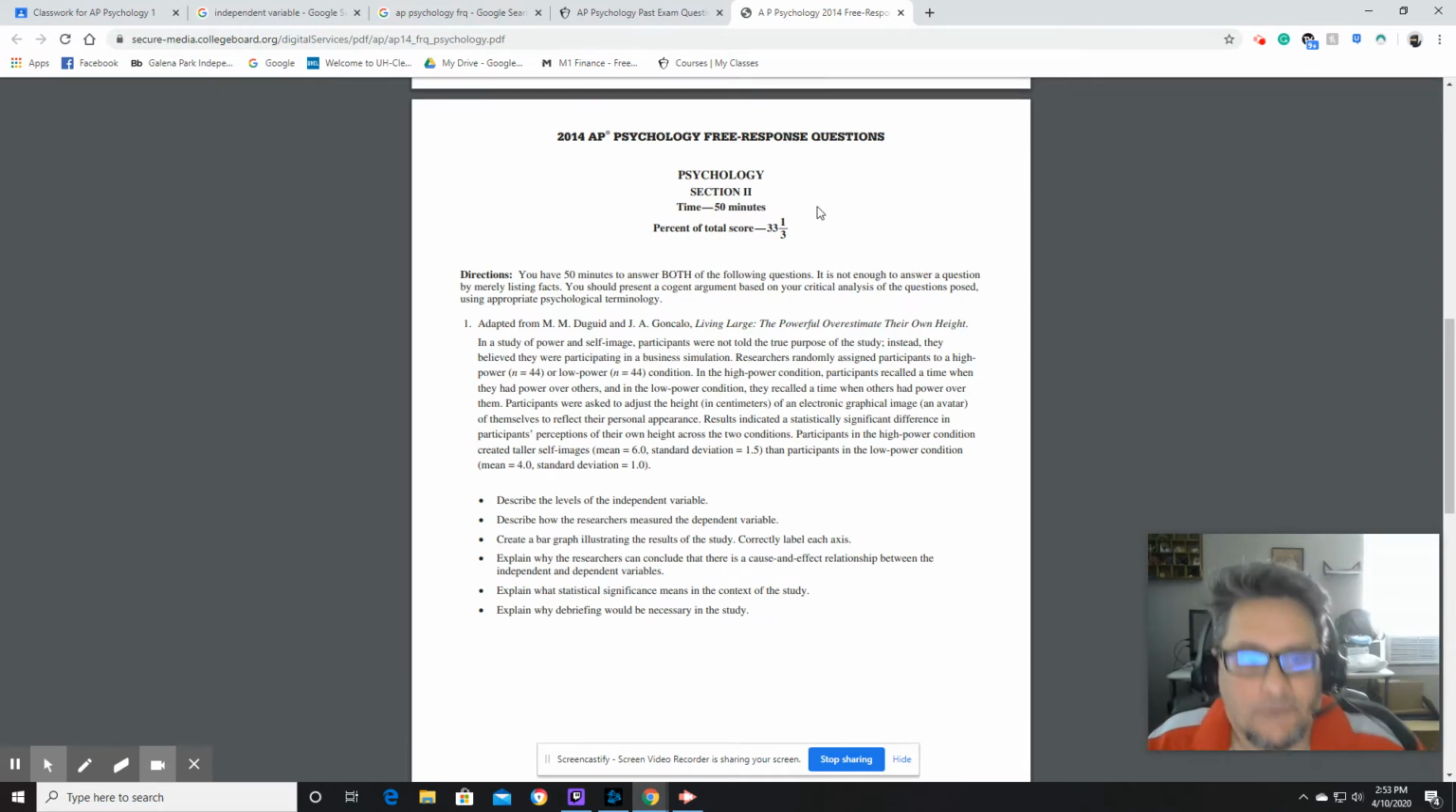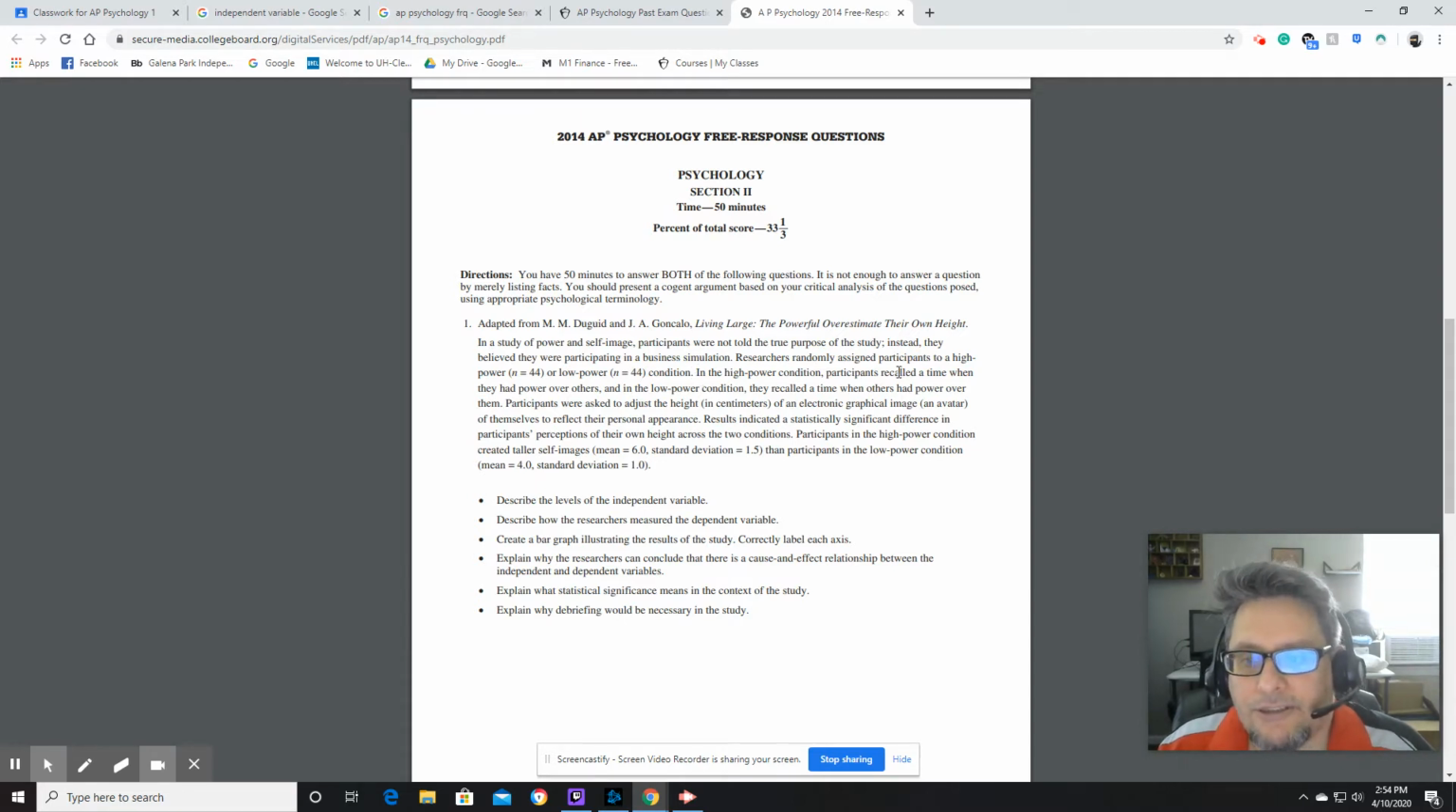All right, so this is adapted from an actual experiment that was done. In a study of the power of power and self-image, participants were not told the true purpose of the study. Instead, they believed that they were participating in a business simulation. Researchers randomly assigned participants to a high power, 44 of them in the high power group, or a low power, 44 in the low power condition.